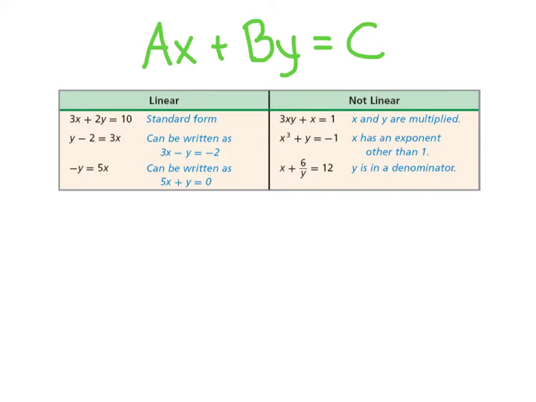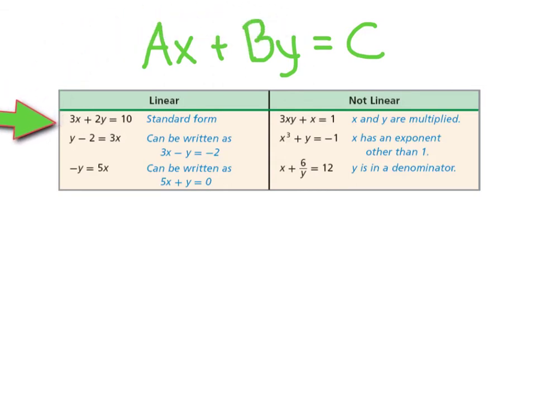So just a reminder that standard form is ax plus by equals c, where a, b, and c are all real numbers. 0 is a real number, just a reminder. So first example, obviously standard form, a is 3, b is 2, c is 10. So anytime you can identify the values of a, b, and c, it's a linear equation.